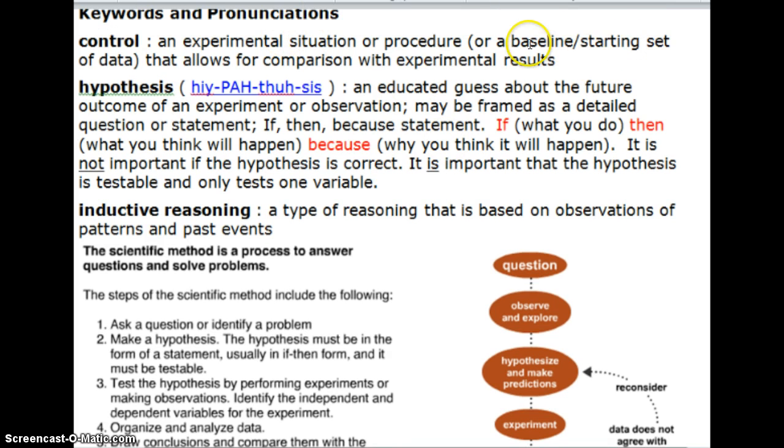And then also under control, I added that it can be the baseline or starting set of data, or you could talk about the controls within the experiment, meaning the stuff that's the same, like you use the same temperature of coffee to start, you use the same kind of plastic cups, you do it at the same time, all that kind of stuff. That's more the procedural part of the control. Control can also be your starting data that you're comparing everything else to.